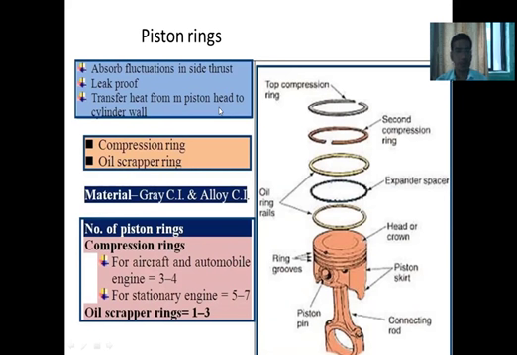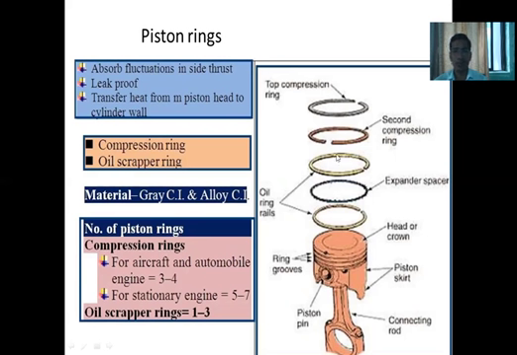Then one oil scraper ring is preferred for aircraft and automobile engines, but the number of oil scraper rings used is between 1 to 3. This is the diagrammatic representation of the piston ring. So this is the top compression ring. Then this is the second compression ring. These are the two oil rings. Then the expander spacer is also there.